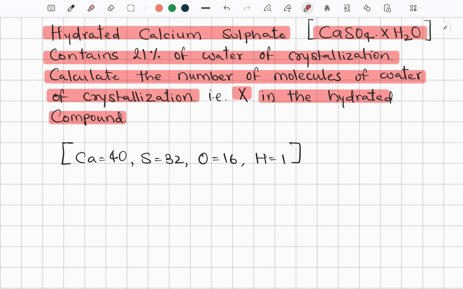We don't know. But it says that this part, water of crystallization, is 21% of the total molecular weight of the compound. So if the whole compound is 100%, out of 100% this water of crystallization is 21%. Correct? So we have to calculate the value of this X, whether it is 1, 2, 3, 4 or so on. So let's try to solve this question.